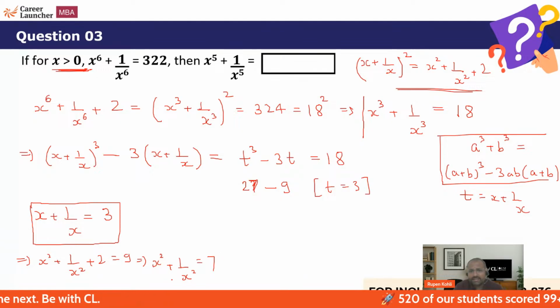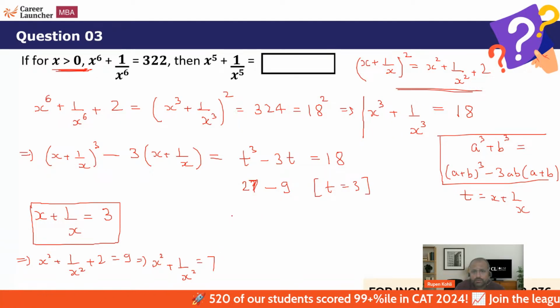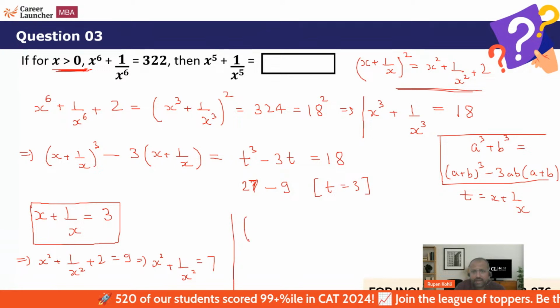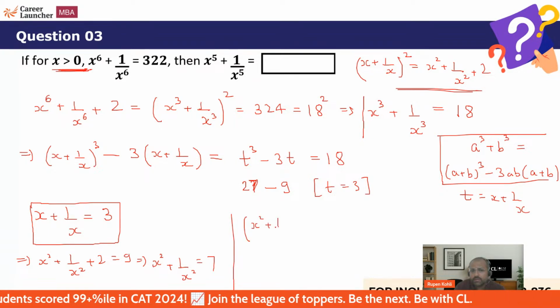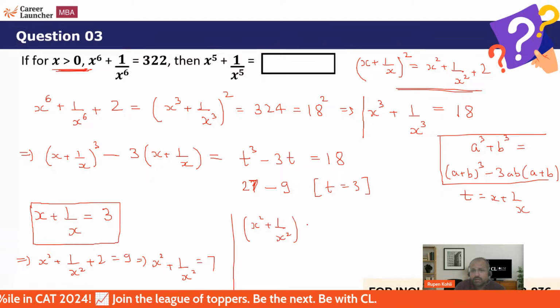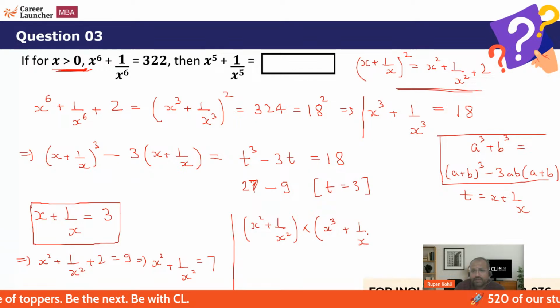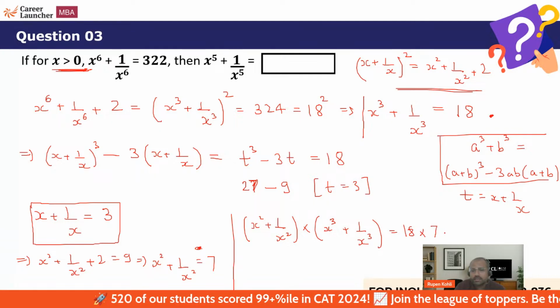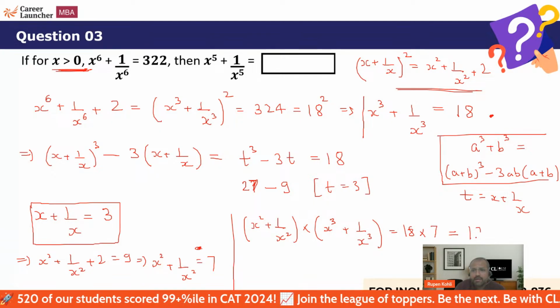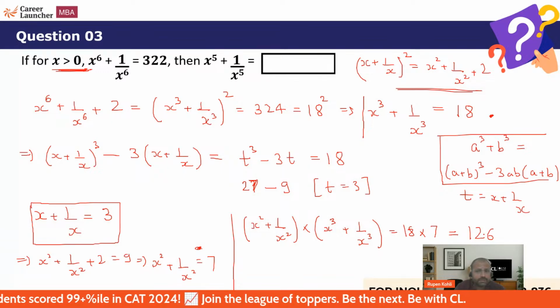So now, as I said, let's club these two equations. Over here, I am multiplying them so that I'll get what I want. x square plus 1 by x square times x cube plus 1 by x cube. Multiplying these two results, this one and this one, is 18 into 7, which is 126. 18 into 7 is 126, perfect.